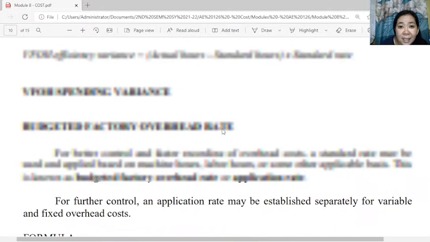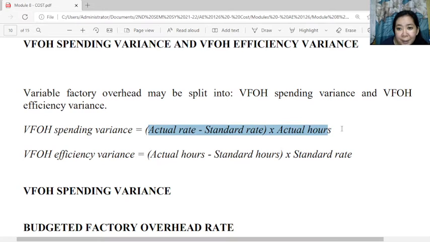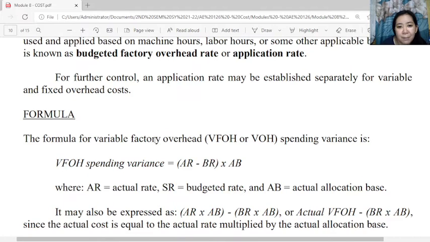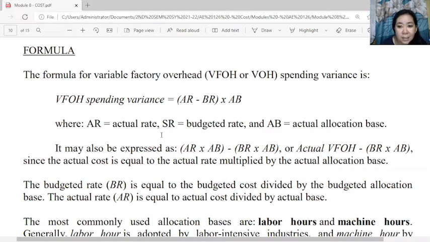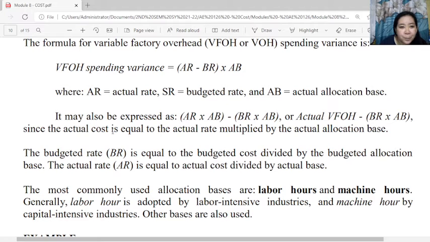Okay, just like in our first formula right here, this is just the same. Okay, but the term used is different. So again, it is used interchangeably. So it may also be expressed as actual rate times the actual allocation base minus the budgeted rate times the actual allocation base.